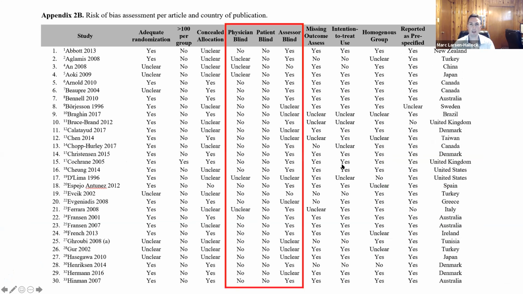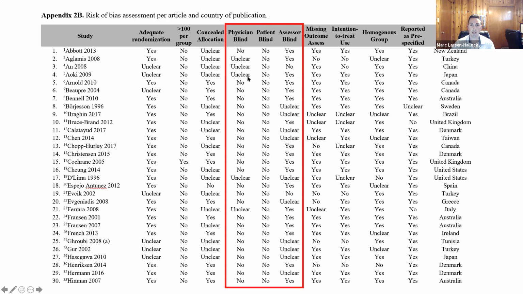The thing I really want you to look at here is that for physician blind, patient blind, and assessor blind, you can see that neither the patient nor the physician were blinded in any of these studies. Some of them say unclear, but typically if they're going to blind something, they're going to have that pretty forefront in their study. Though most of the studies here made the assessor blind. So this can be an important factor to think about when you're looking at these studies, to see whether they have that bias in there already.